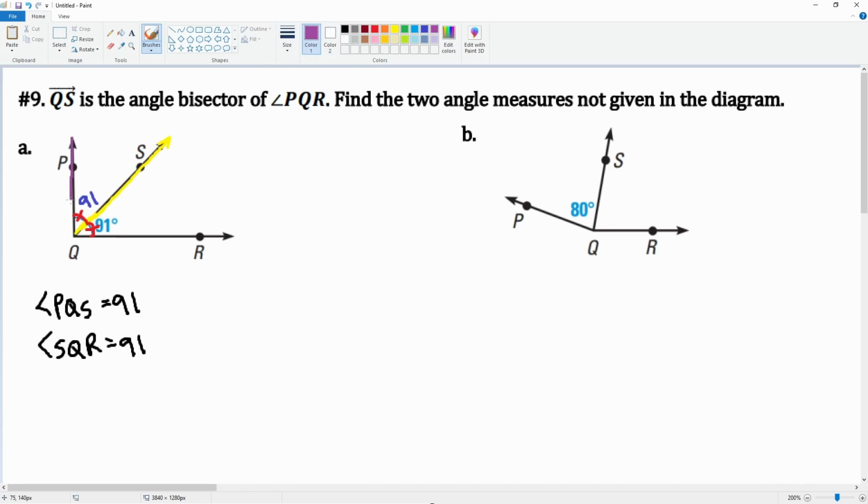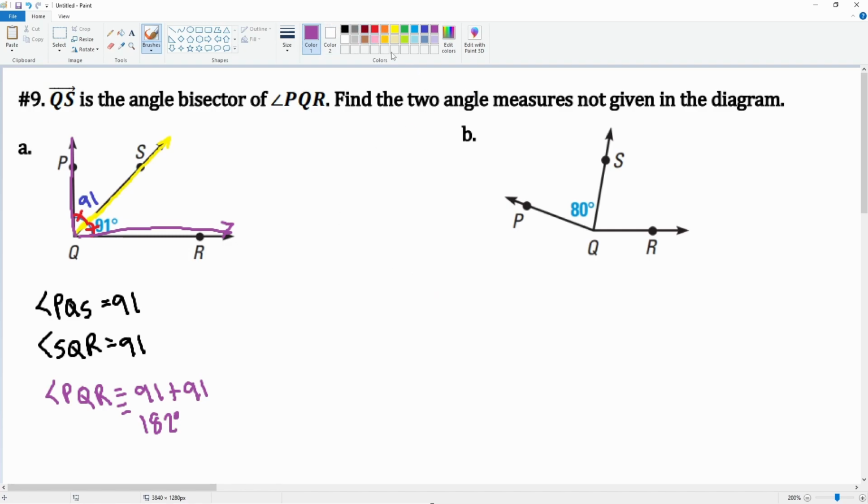And the bigger angle would be both of them together. And that is angle PQR, which is going to be 91 plus 91. And you can say that is the value of 182 degrees.